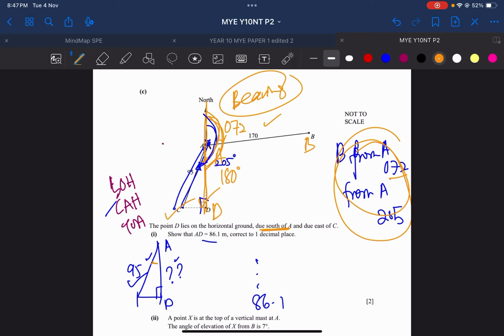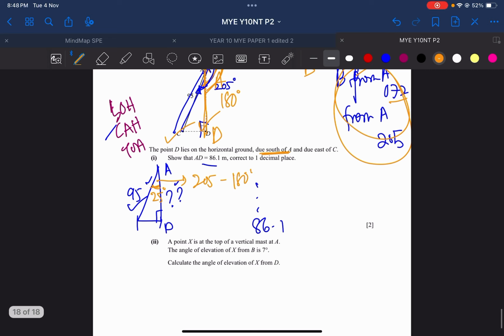So untuk cari this angle, basically 205 minus 180. I don't have my calculator, so I'm going to use my phone. Sekejap, it's going to be a while. So 205 minus 180 is 25. So I have here 25 degree. So now, mesti cari ni. That means I'm going to label it. Yang paling panjang opposite 90 is hypotenuse. Kalau this is the angle, artinya this side is the opposite and this one definitely is the adjacent.